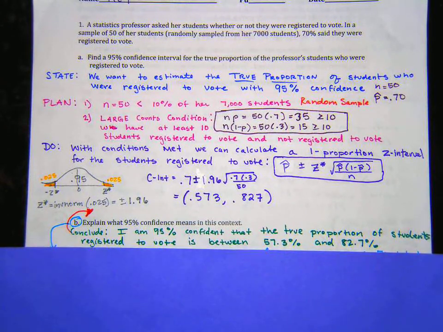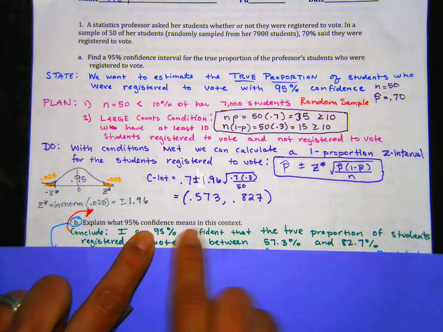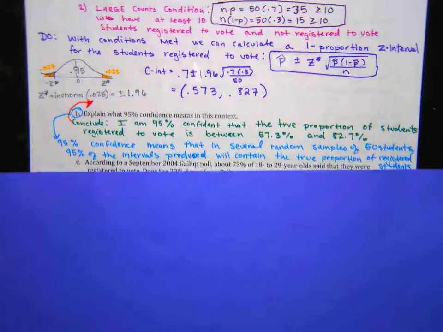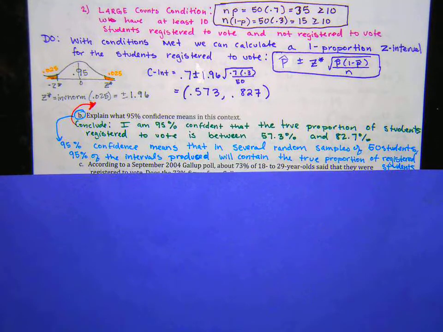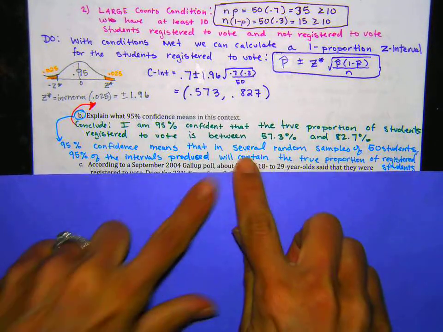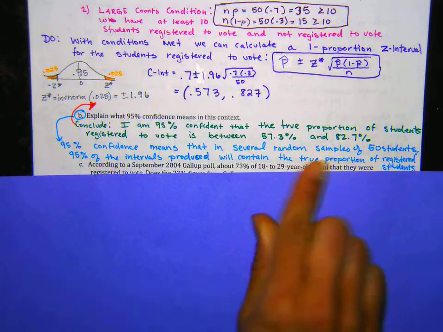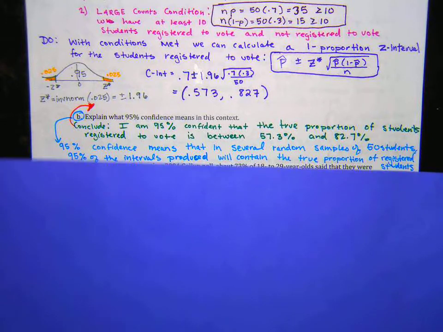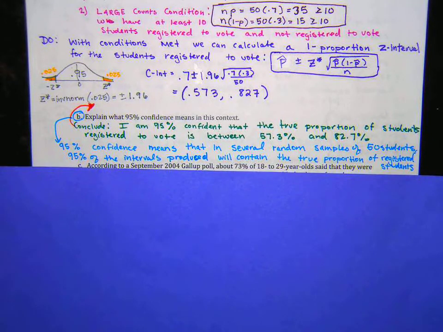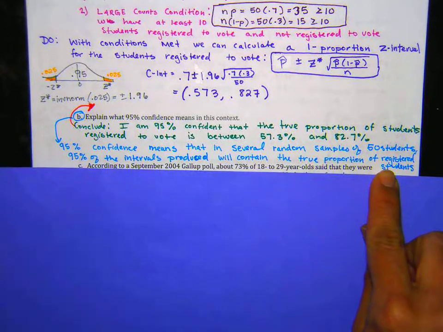Now let's look at part B. Explain what 95% confidence means in this. That's what I have written right down here. 95% confidence means that in several random samples of 50 students, in several random samples, you need to say that, 95% of the intervals produced will contain the true proportion of registered students.